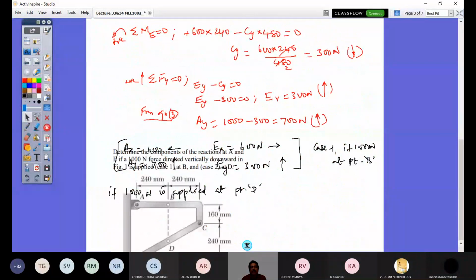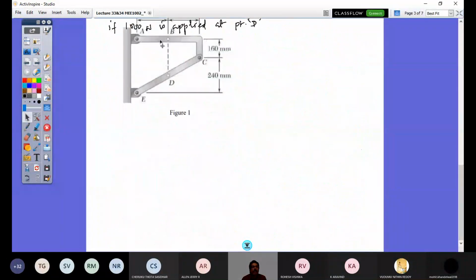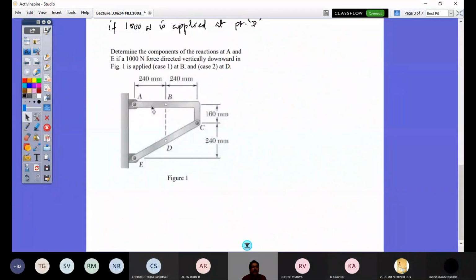Now you have this frame, and this load, an external load of 1000 Newton applied at this point. So there is a difference. Applying 1000 Newton here would change the reactions over here.